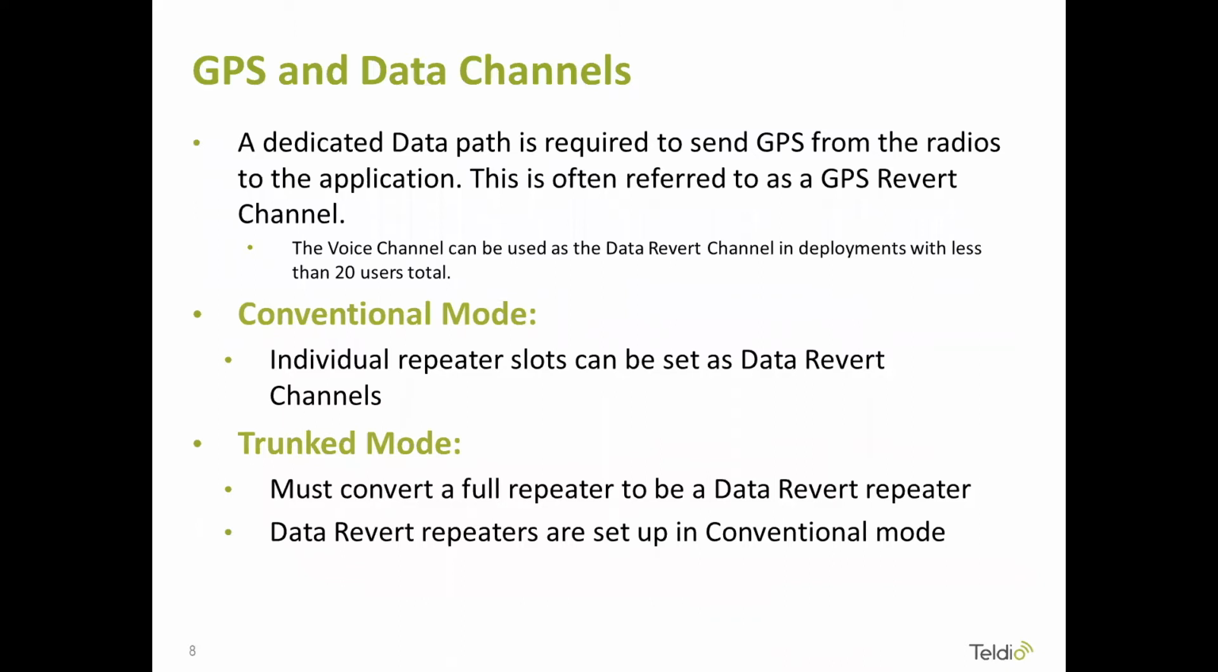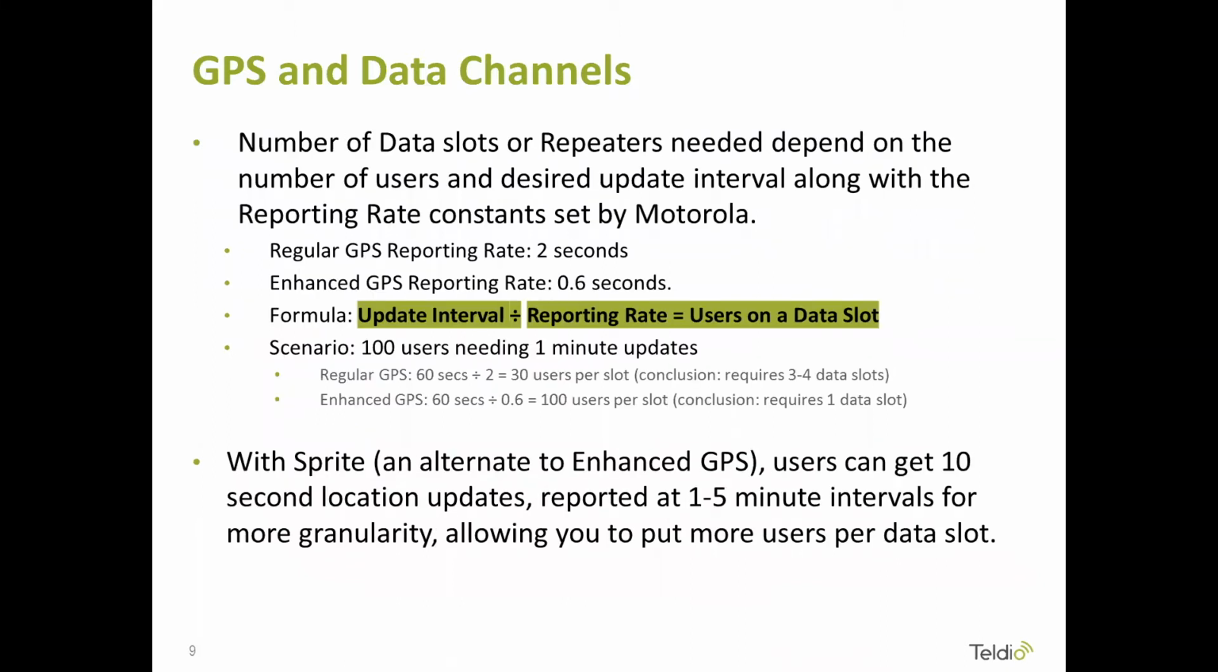So in conventional mode, you can have data slots. So it could be just one slot on a repeater. In trunked mode, since you can't dedicate a slot in a trunked system, you actually need a full repeater, and then you set up the data repeaters in conventional mode. I know that's always one of the things that people ask about, the data requirements, and then what does that mean from an update?